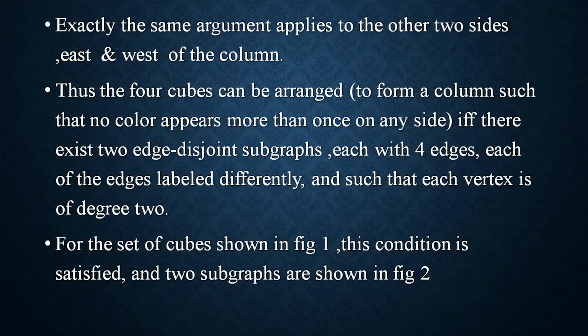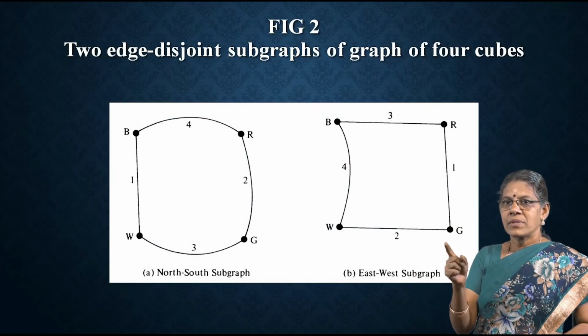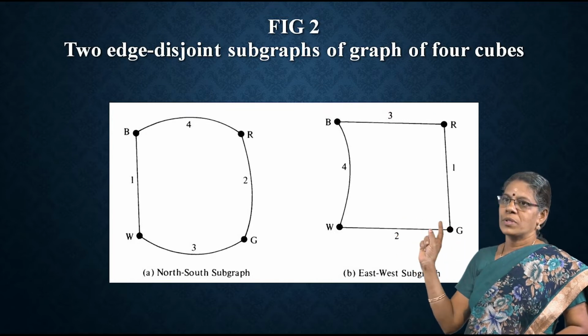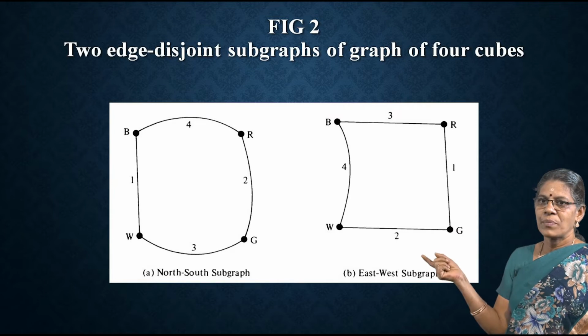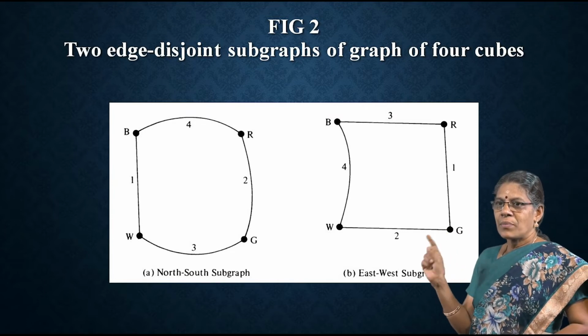So, go back. These are the graphs, 2 edge disjoint subgraphs of graphs for 4 cubes. We obtain this east-west subgraph, north-south subgraph. We can get the subgraph like this.